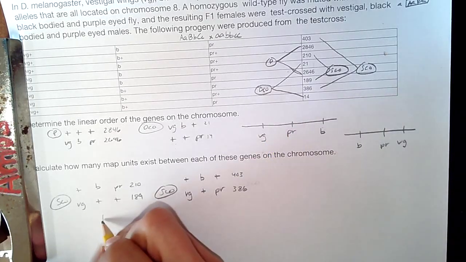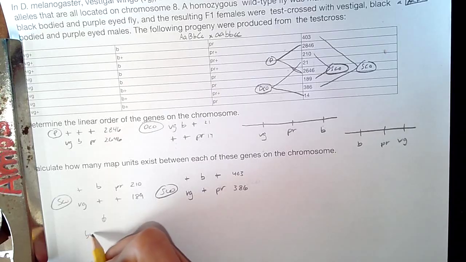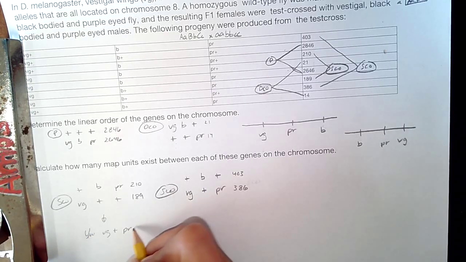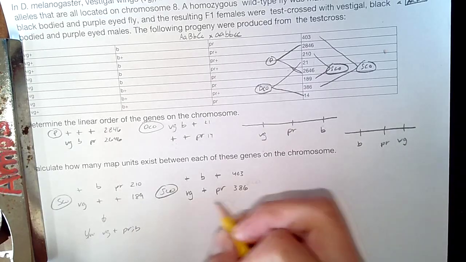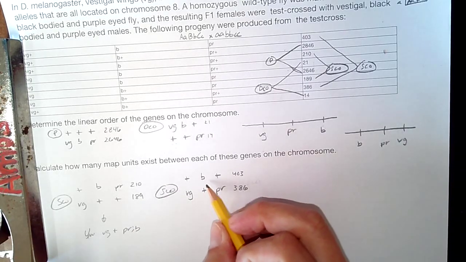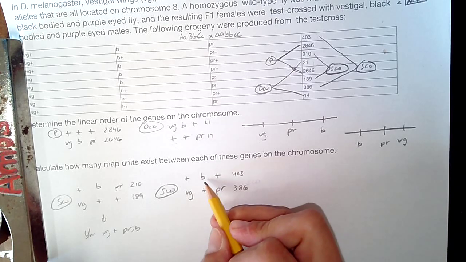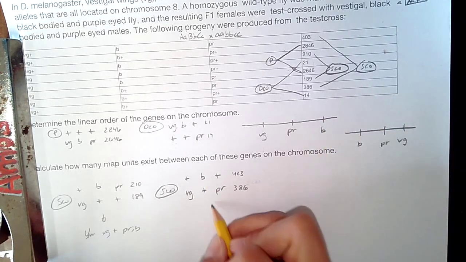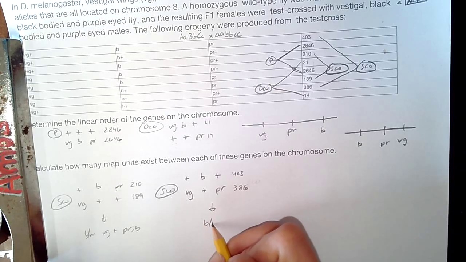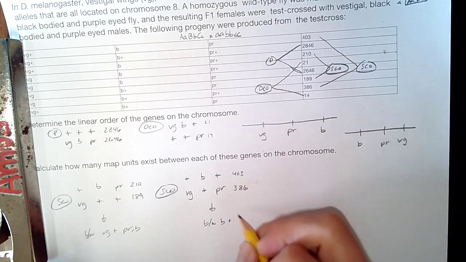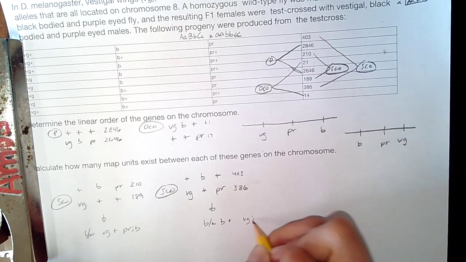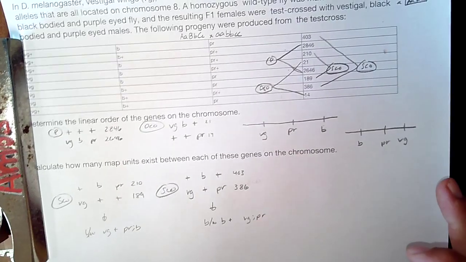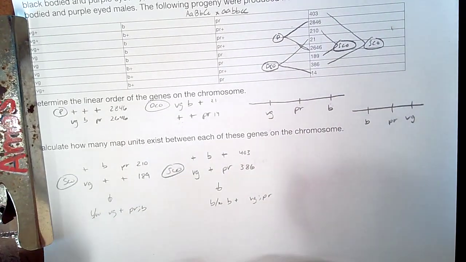And so this one right here is telling me about the distance between VG and PR and B. And then this guy down here, the thing that is moving is B, right? VG and PR are on the same side. B is the thing that has moved. So this one over here is telling me about when this side flips over. So this is going to represent the crossover event between B and VG and PR.